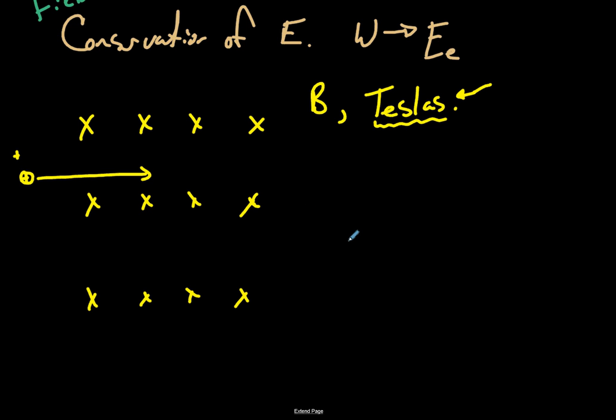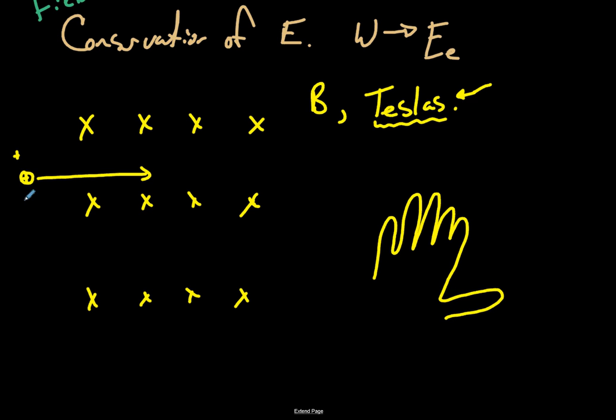So what we're going to do is put our palm flat, our right hand, and point our fingers into the page, the direction of our magnetic field. And we're going to take our thumb, and our thumb is going to point in the direction of the velocity of our charged particle.